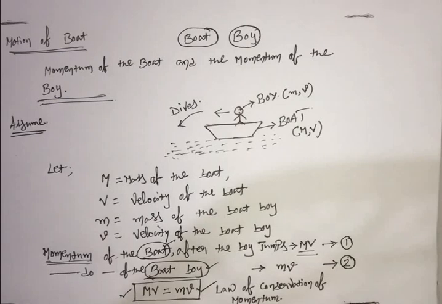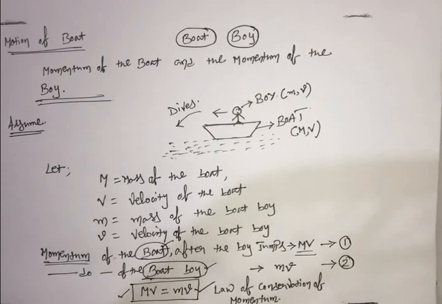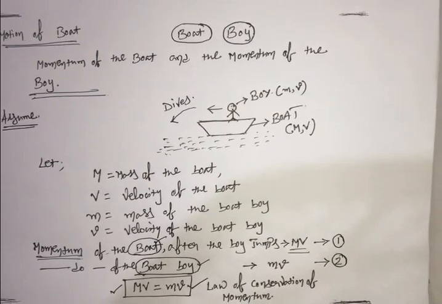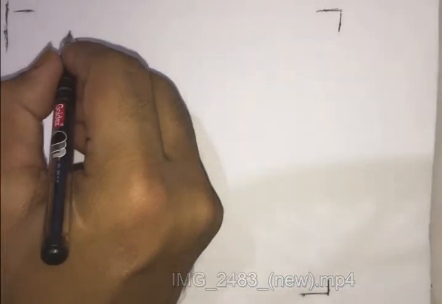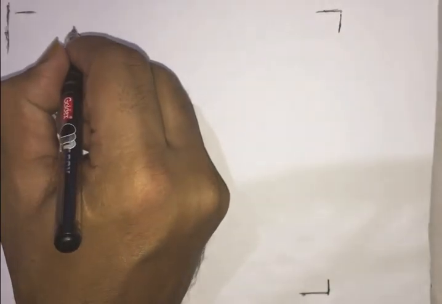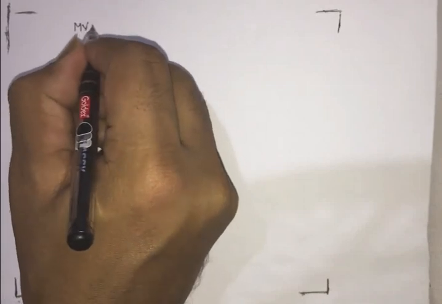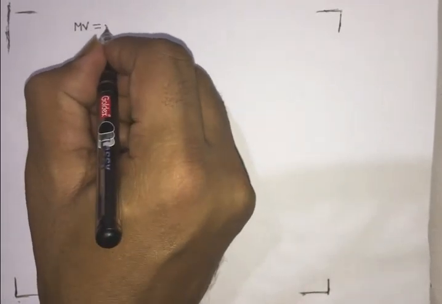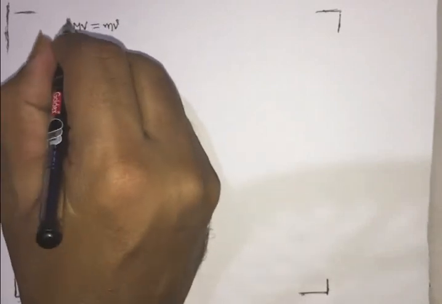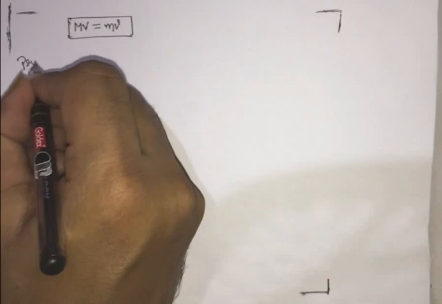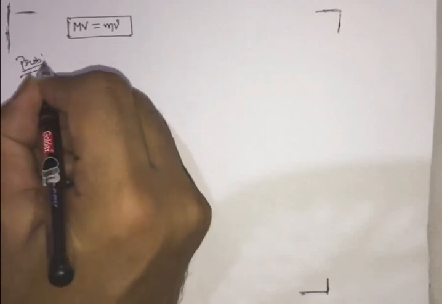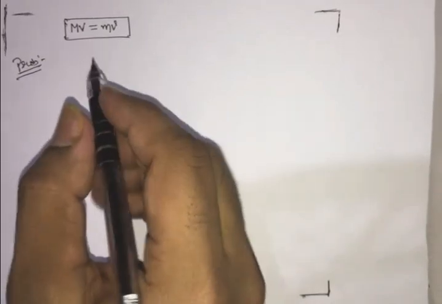This equation is used to solve the problem. Now after getting the equation, what we got from the previous slide, that is capital MV is equal to small mv. So now let us try to solve a problem.